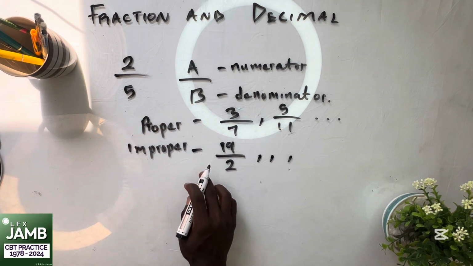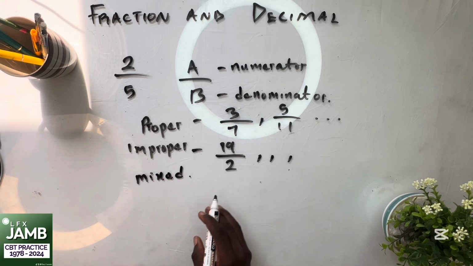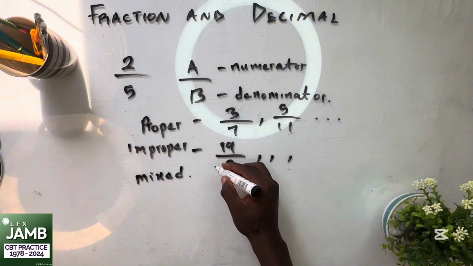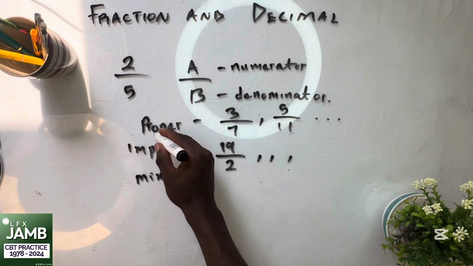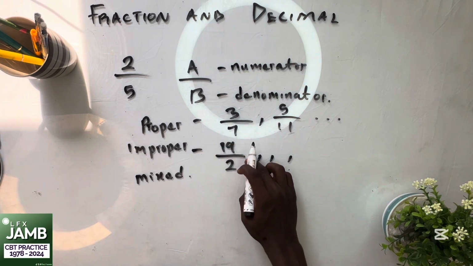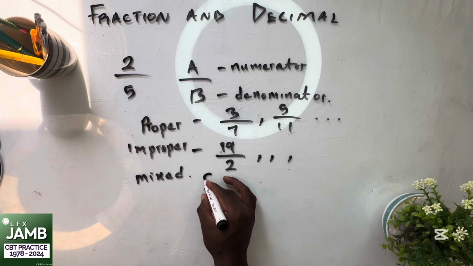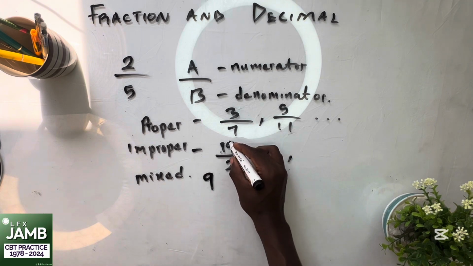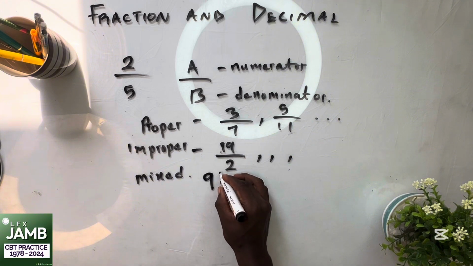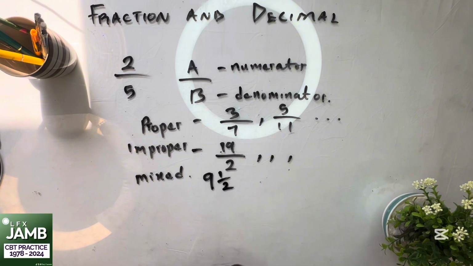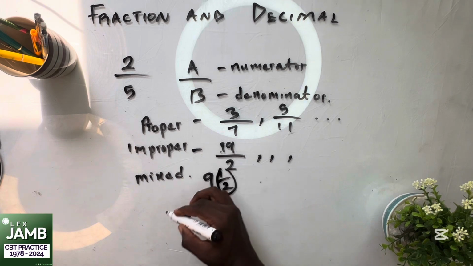And improper fraction leads us to a mixed fraction. A mixed fraction is when we convert this improper fraction to both an integer and a proper fraction. So let's convert this. Let's say 19 over 2 gives us 9, because 2 in 19, we go 9 times, remaining 1 over 2. So this is an integer, while this is a proper fraction.